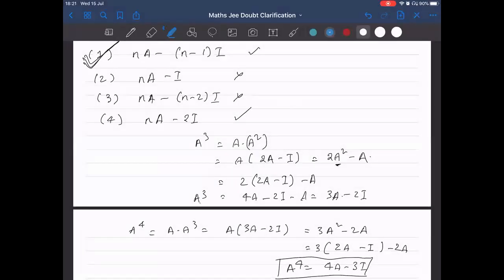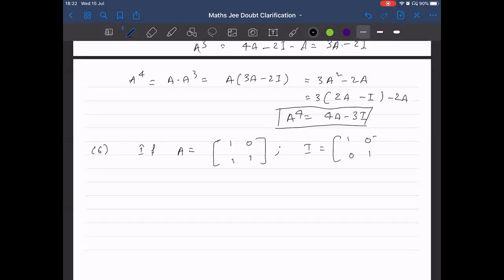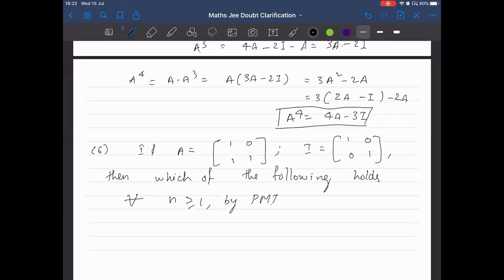Okay, so go ahead and see another problem. It is somewhat related to mathematical induction, but of course it also comes under the characteristic equation of the matrix. They have given: if A equals [[1, 0], [1, 1]] and the identity matrix I is [[1, 0], [0, 1]], then which of the following holds for all n greater than or equal to 1 by the principle of mathematical induction?